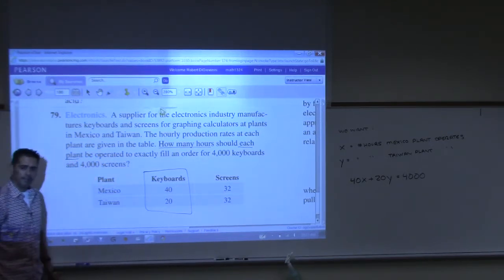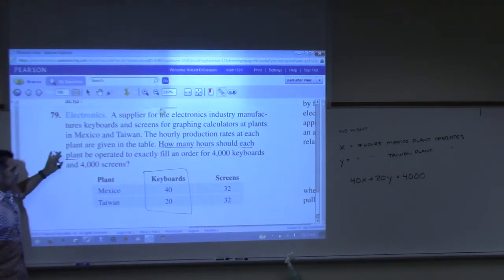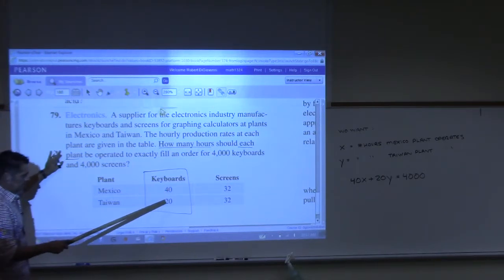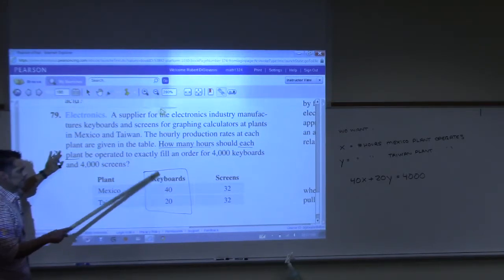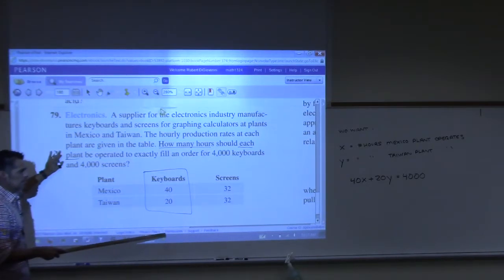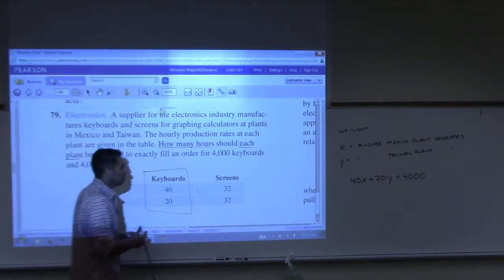Go ahead. And so then the Mexico plant makes 40 per hour, which would be 40x. And the Taiwan plant makes 20 per hour, which would be 20y. So we need the hours in both of those plants plus how much they make to equal 4,000. Okay, yes, this is right.